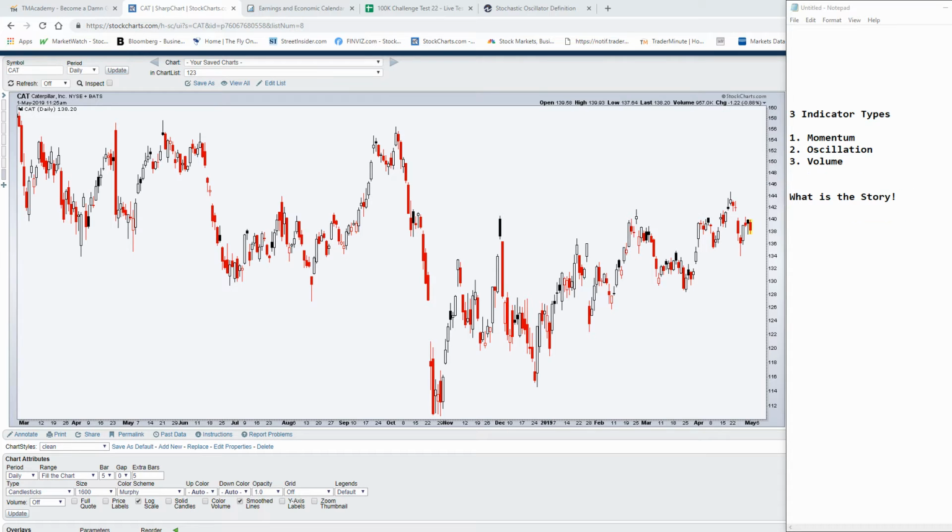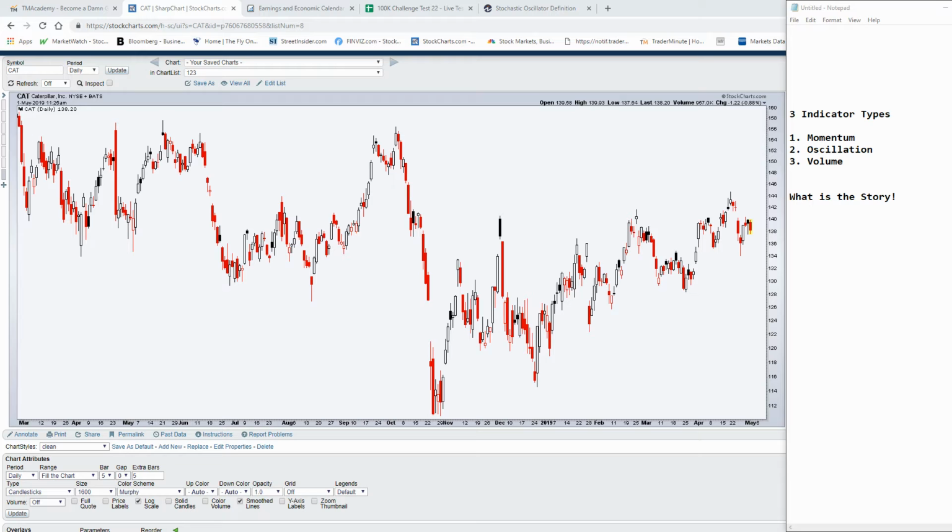And there really are 3 indicator types. Maybe a 4th one, and we'll look at those a little bit later on in this series. But most indicators fall under one of these 3 types: momentum, oscillation, or volume. They're either showing trend, oscillation, which is overbought, oversold, high, low, or volume, market participation, trader participation. Are they jumping into this stock?